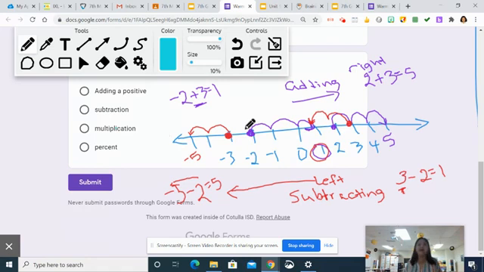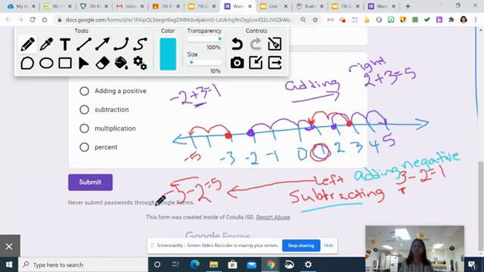So we talked about adding a negative being the same as what? Adding a negative is the same as subtracting. So adding a negative is the same exact thing as subtracting. It falls in the same group as subtracting because we're moving to the left, because it's the opposite of adding. We're not just adding, now we're adding a negative.